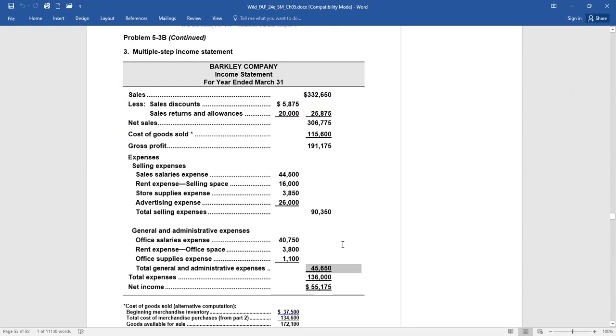Okay, so those are our two problems. Please make sure you work through these and understand them and ask any kind of questions you may have.